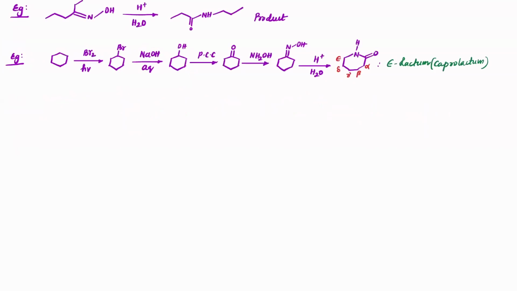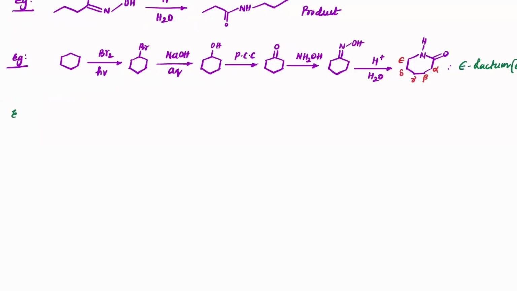Next, notice in case of chiral carbon, migration, configuration is retained. Configuration is retained.